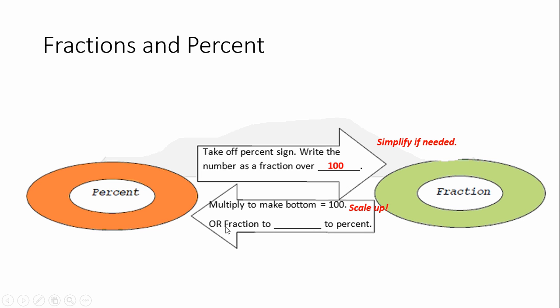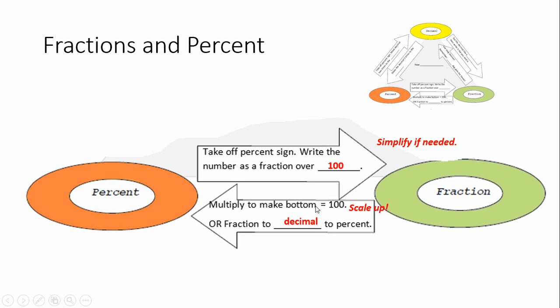Or you can go from the fraction to the decimal to the percent. So like I said, if you are in the fractions, you can go up to the decimals, dividing the top by the bottom, and then moving the decimal place over to get to the percent. So you can completely skip this step if you want by going around 2 steps.